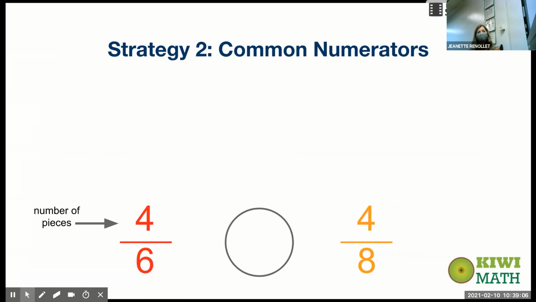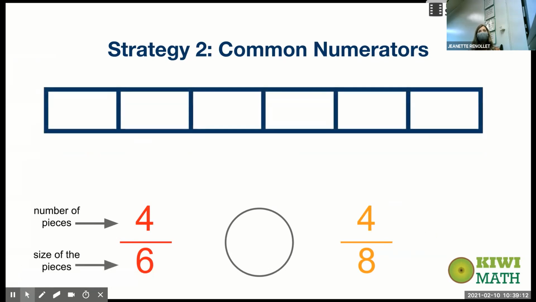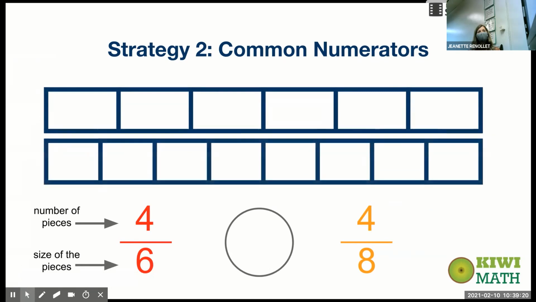And in order to answer that, we have to look at the denominator, which tells us the size of the pieces. So let's just take a look at what a 6th would look like. This is our whole, and it's cut into 6 equal pieces. And now we're going to take the same exact size whole, and we're going to cut it into 8 equal pieces. And what you could see is that one piece that's the size of a 6th is greater than one piece that's the size of an 8th.